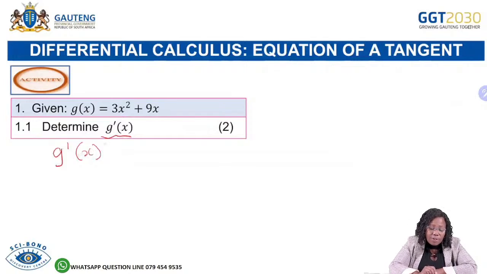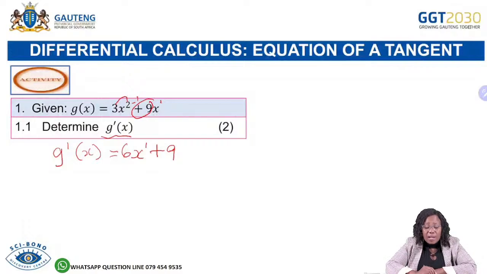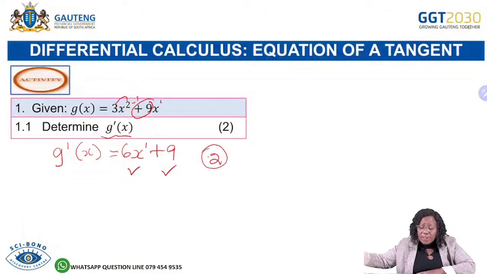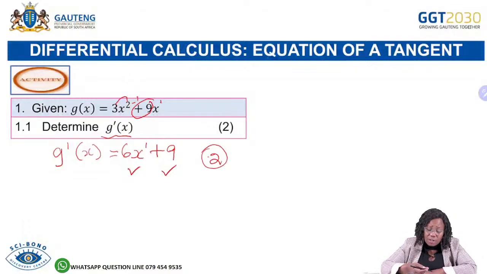Therefore, g derivative, let's apply the rules. That is 3 times 2, 6x. From the exponent, we subtract 1, to the power 1. Rule number 2 now, if it is to the power x, you take your coefficient as your derivative there. So basically, that is the derivative that is worth 2 marks there. That is the derivative of your function there.